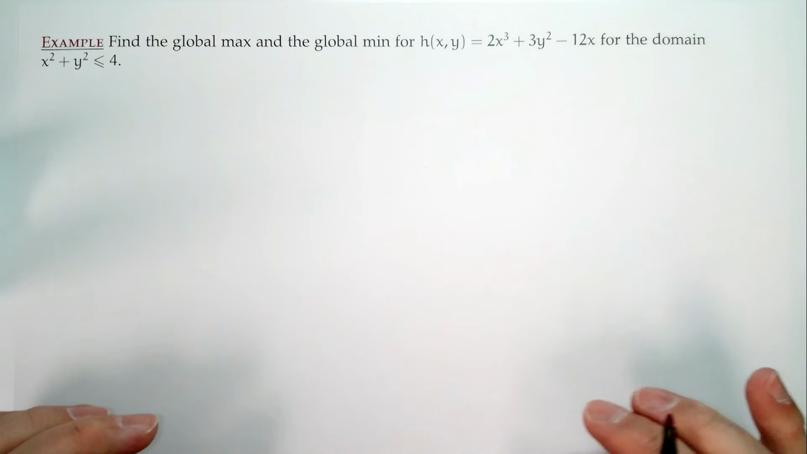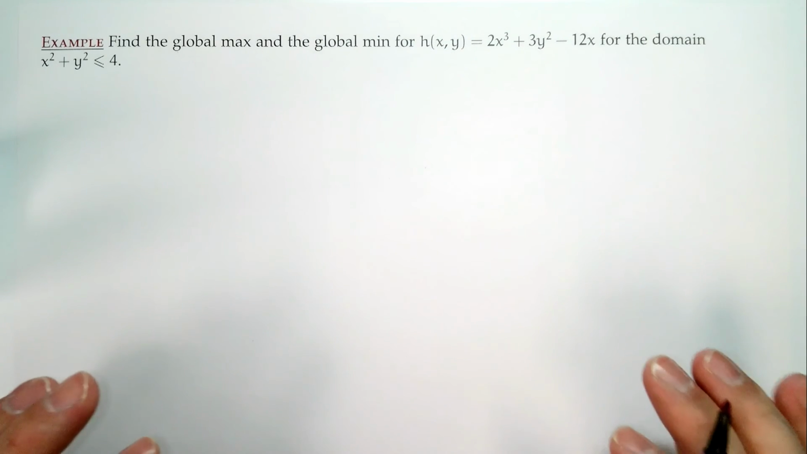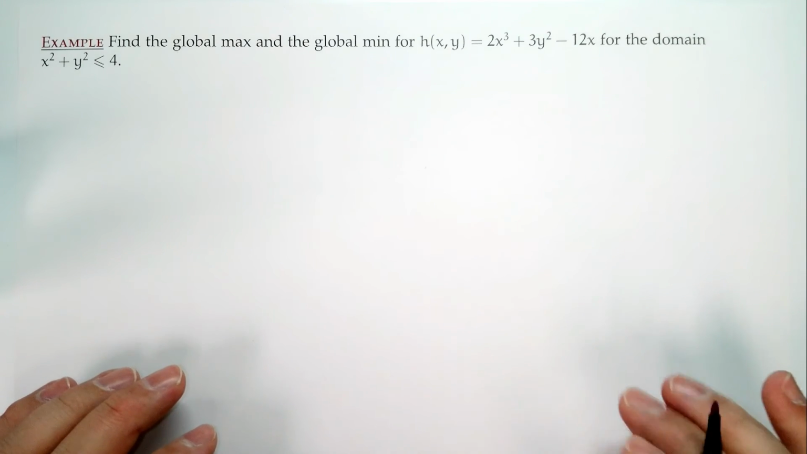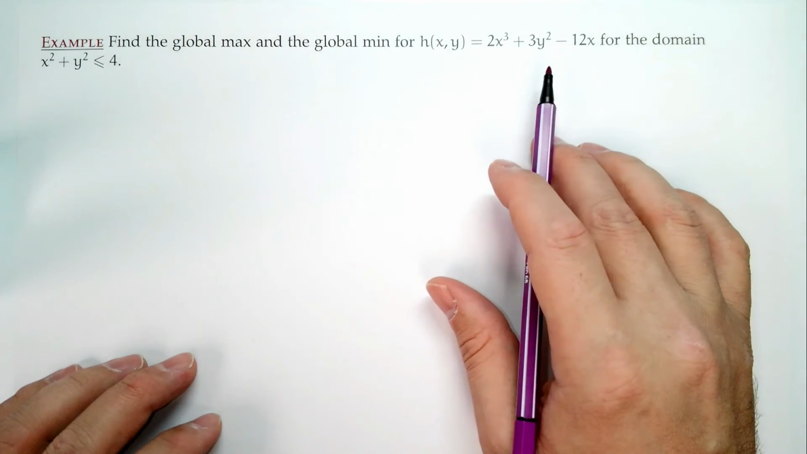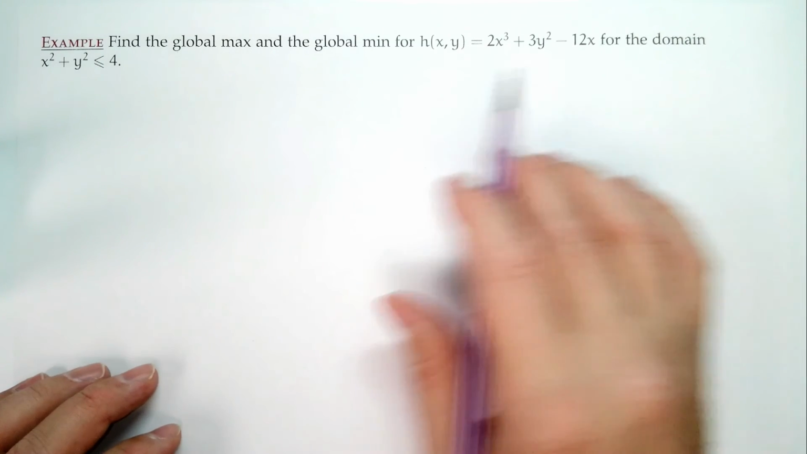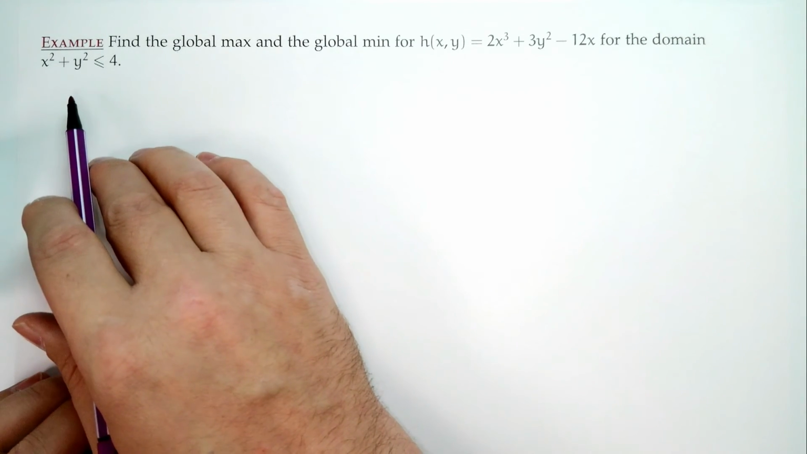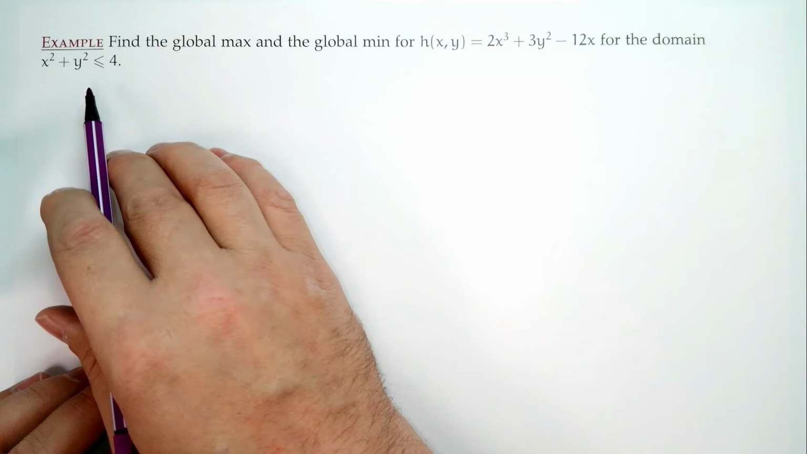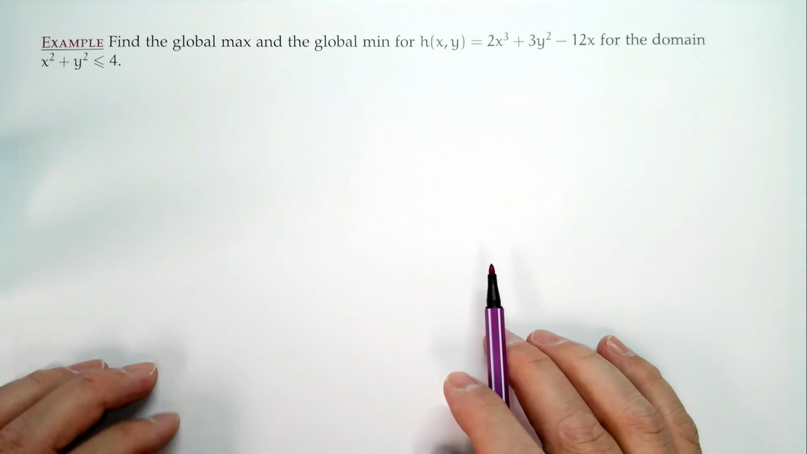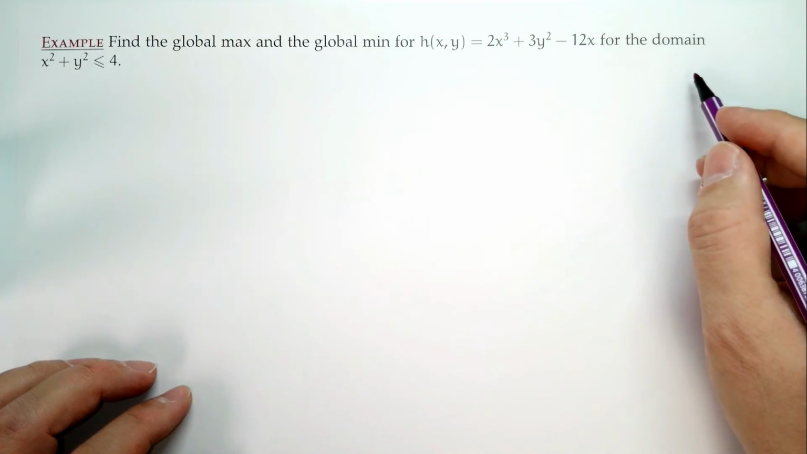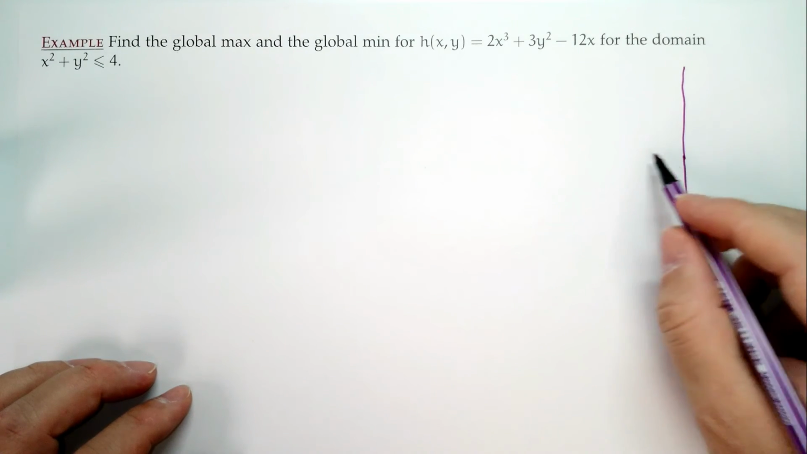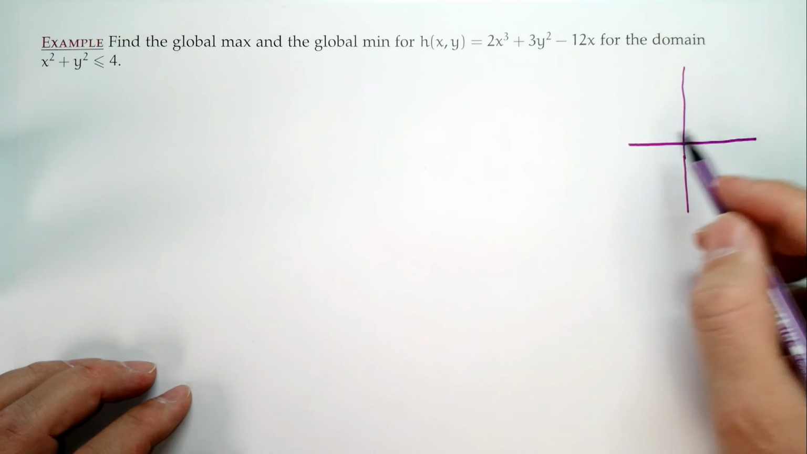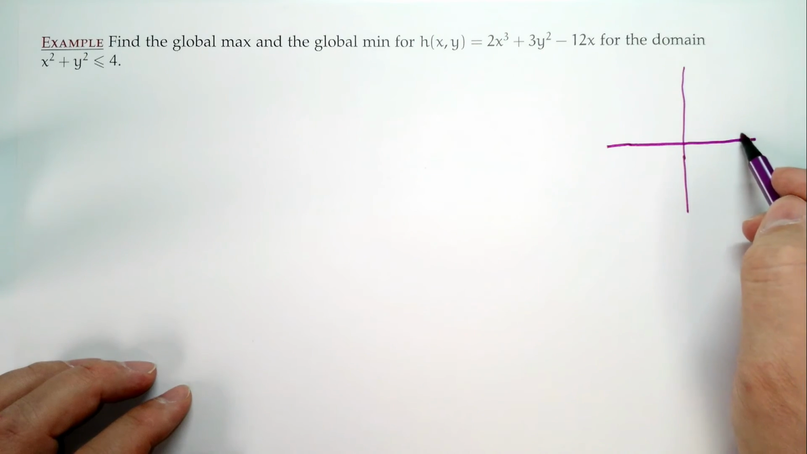Okay, well now let's do another problem. Find the global max and the global min for h of xy, which is 2x cubed plus 3y squared minus 12x for the domain x squared plus y squared less than or equal to 4. Now, that's a different kind of domain. What do we have? Well, x squared plus y squared less than or equal to 4. We can sketch that. That's a circle with radius 2.